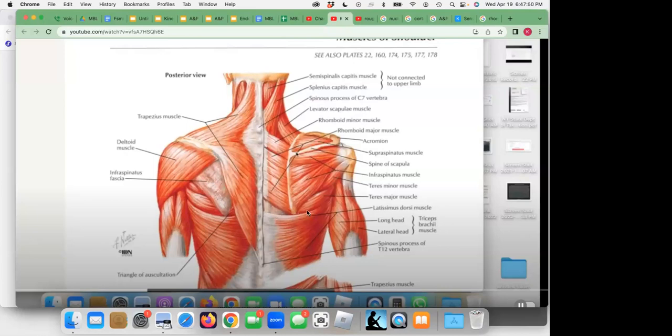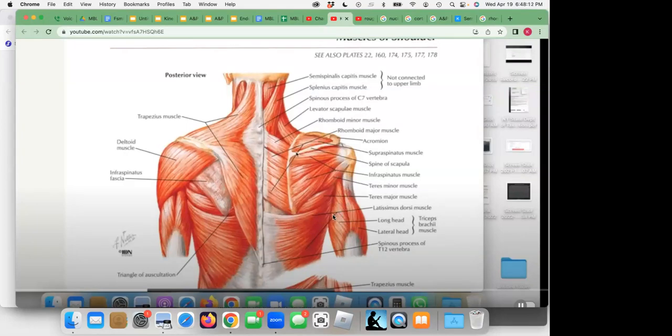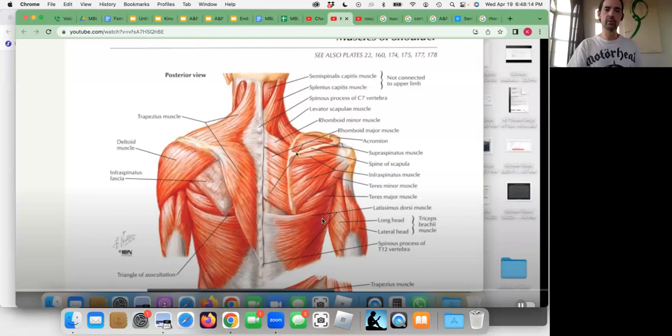Here's the latissimus dorsi muscle, right? Here's the teres major muscle. Both of those muscles are headed right for the humerus and they attach to the inside, to the medial aspect of the humerus. If they attach to the medial aspect, can you imagine how that would draw the humerus toward the body? It would adduct the humerus toward the body.